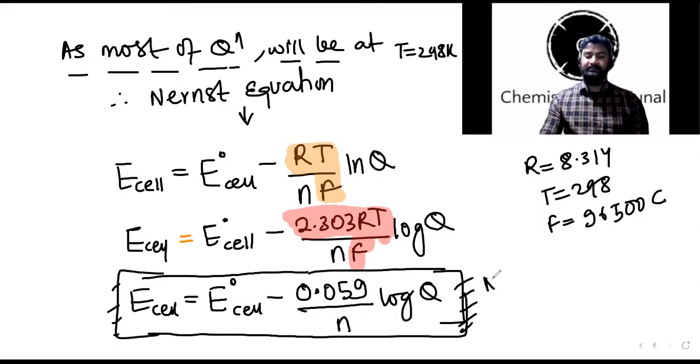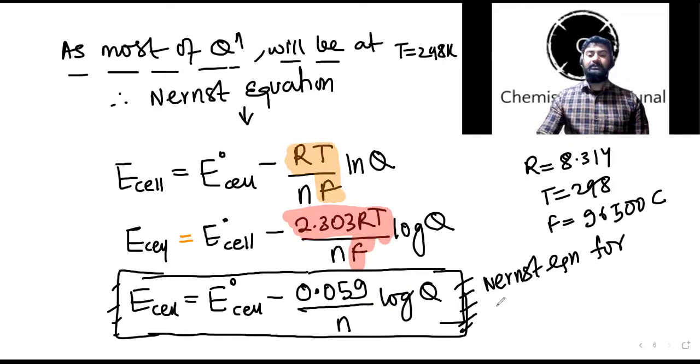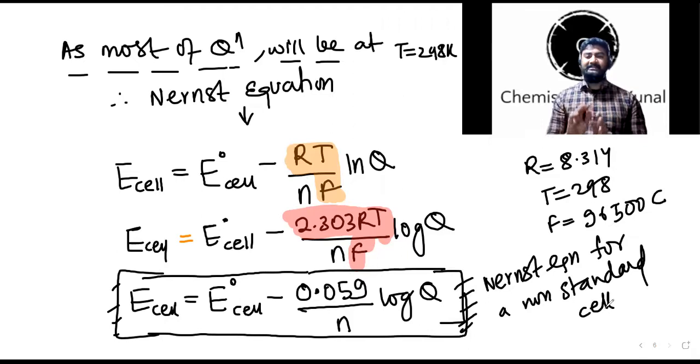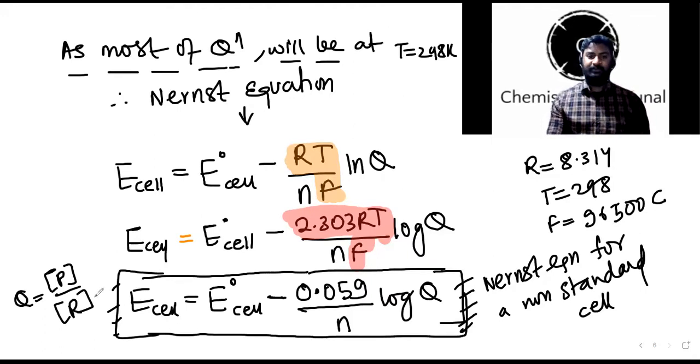So why are we studying Nernst equation? Nernst equation is for a non-standard cell. That's it. Because for a standard cell, how to find potential? Very easy. E cathode minus E anode. But here we have to do all this extra stuff. Like E cell equals E naught cell minus 0.059 by n log Q, where Q is nothing but product over reactant. That's it. So with this, we are all set to start with our numericals.